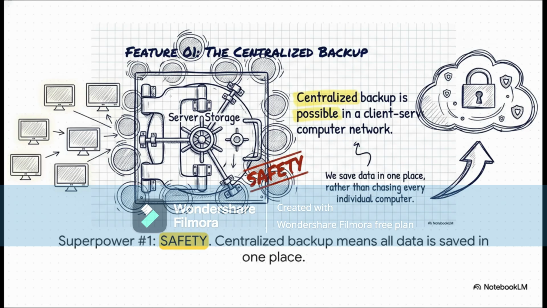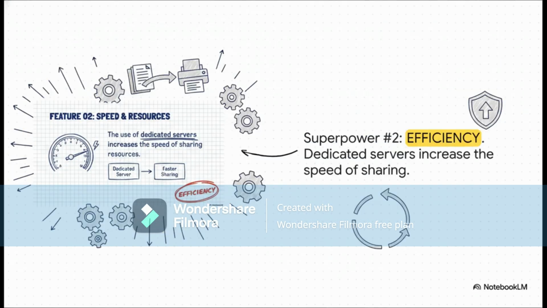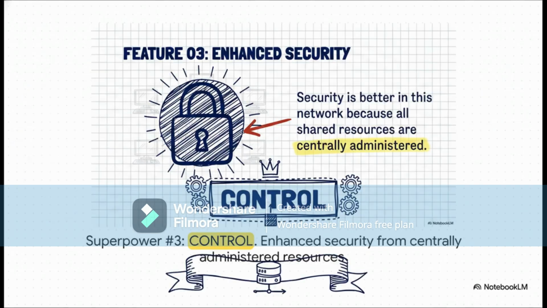It's like having one giant super secure vault for everybody's work. Next up, superpower number 2, efficiency. See, the server is a dedicated machine, and that's a key word. It means it's not trying to run video games or web browsers at the same time. Its only job is to serve the clients. And because it's so focused and so powerful, it makes sharing things like files and printers super, super fast and reliable for everyone.